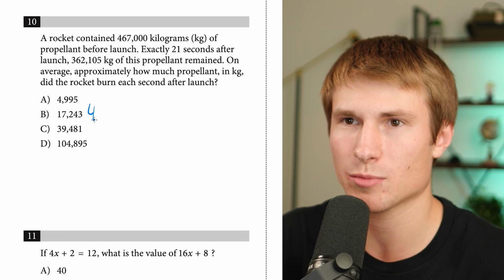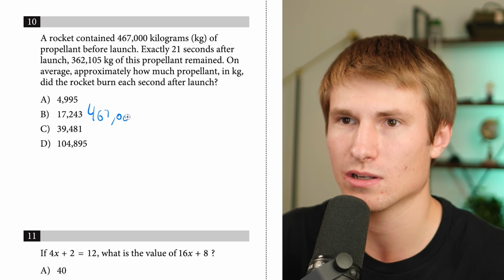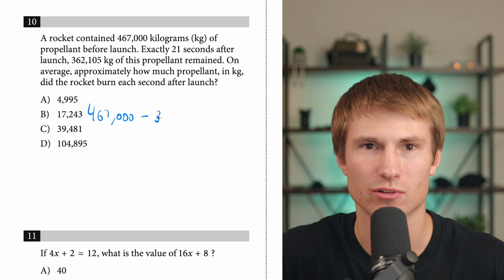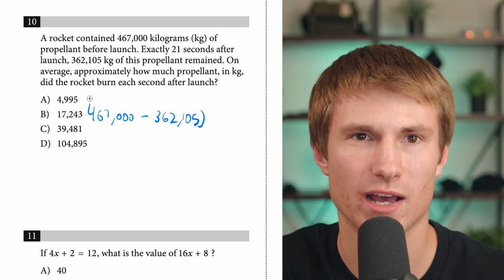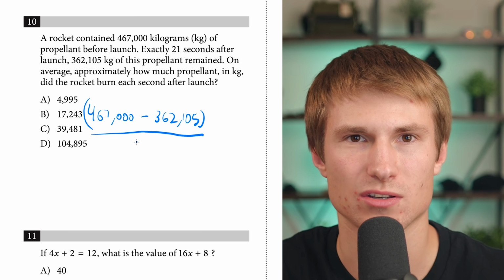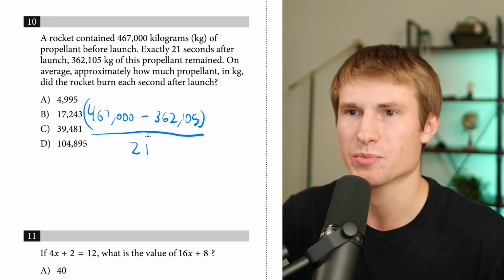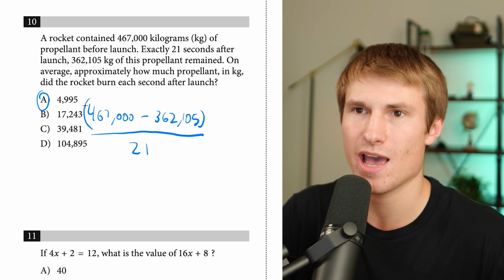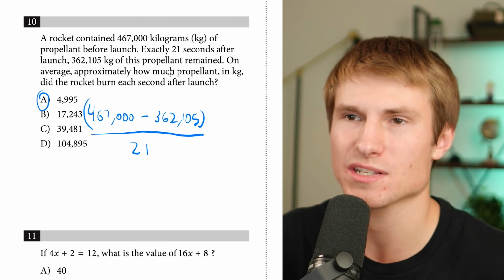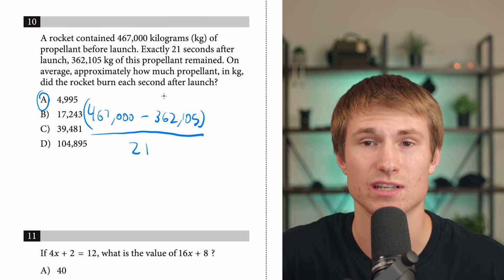Well, our starting amount of propellant is 467,000. We then have to subtract how much propellant remained, and then we have to divide all of that by the amount of seconds that this took place, which is 21 seconds. Once we put that into our calculator, we're going to end up with answer choice A, and that'll give us approximately how much propellant in kilograms the rocket burned each second after launch.